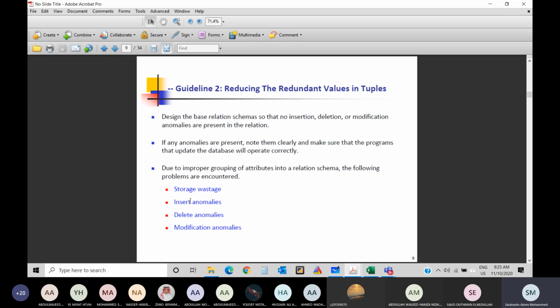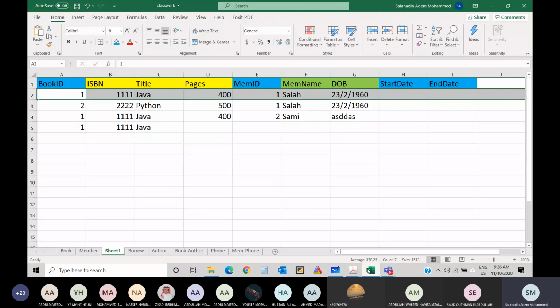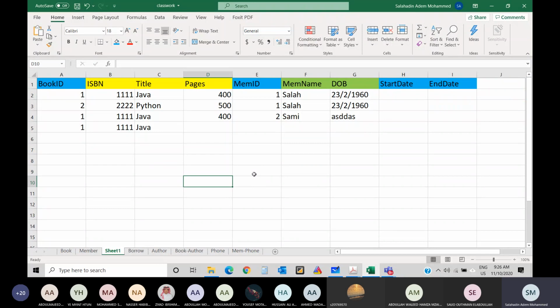I will tell you why. For example, let me go to this one here. I bought a new book. It wasn't in my library before. I just bought it now and I want to put it in my library. But nobody has borrowed the book yet. Tell me, what shall I do here? There is an issue because there will be nulls. Exactly, because nobody has borrowed the book yet.